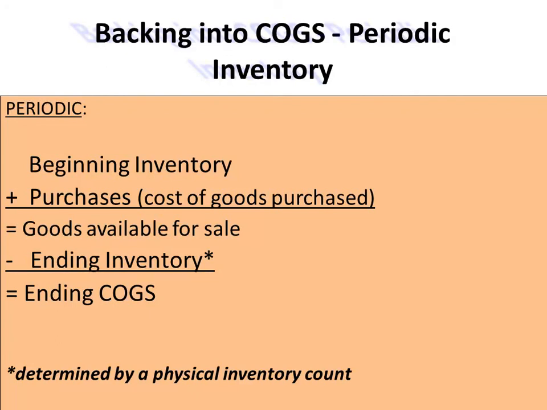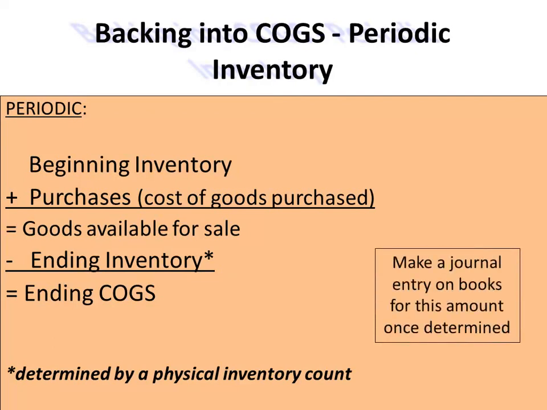What's left at the end? How do you find that out? Count your inventory. The difference must be what you sold. That's your cost of goods sold. Once you figure this out, you make a journal entry on the books for this amount. For cost of goods sold, there actually should be a second arrow here. I should probably add a second arrow to ending inventory.